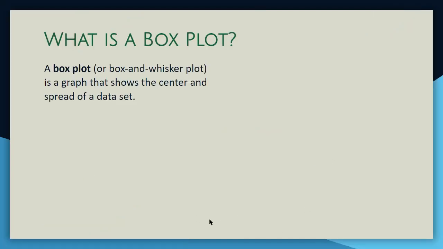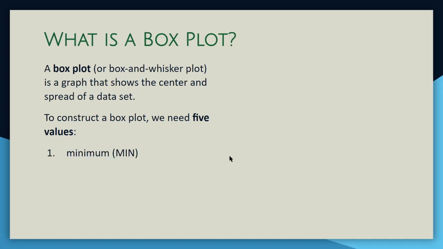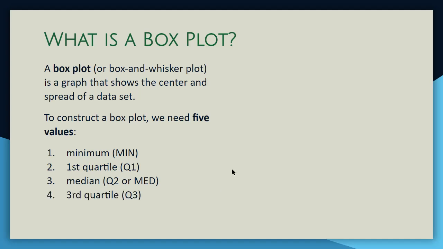A box plot, also sometimes called a box and whisker plot, is a graph that shows the center and spread of the data. To construct a box plot, we need 5 values, and lucky for us, they're 5 values we already know how to find and can find fairly quickly with a calculator. We need the minimum or smallest number in the list, first quartile, the median or second quartile, our third quartile, and our maximum. Together, these 5 numbers are often called the 5-number summary. And these 5 numbers are what we build our box plot with.